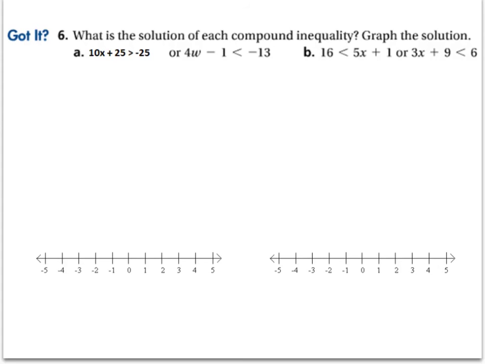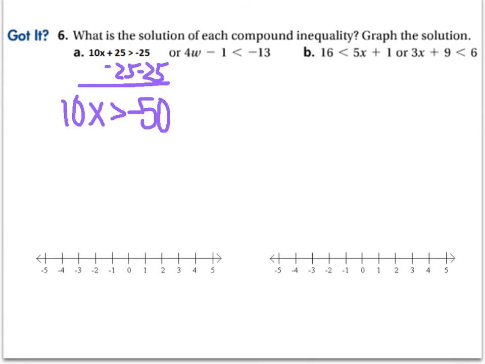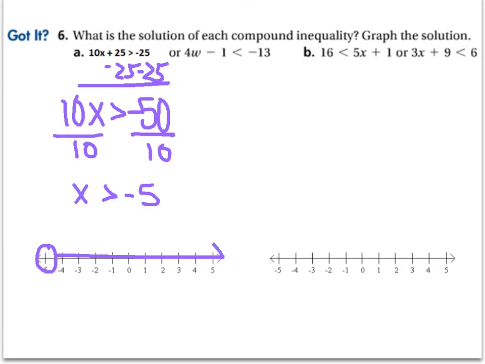Oh, here's another fun one. Solve both inequalities joined by or. So I'm going to subtract 25 from both sides. 10x is greater than -50. X is greater than -5. Why didn't I flip the sign there? I got a negative answer. Why didn't I flip the sign? Morgan? Because you divided by +2. Good. Only when you divide by the negative are you switching the sign.